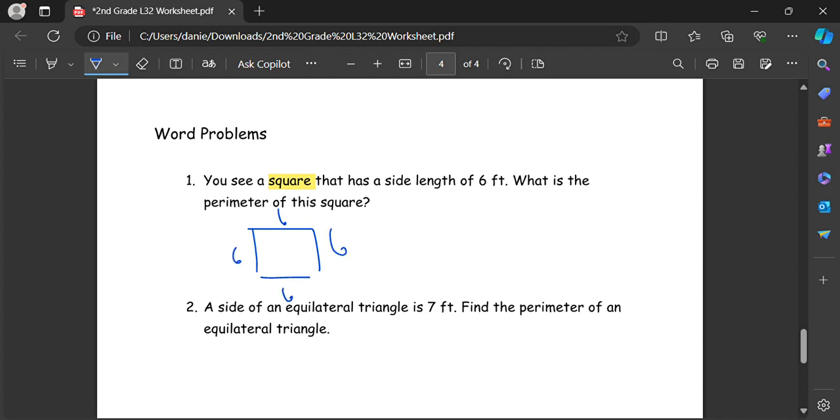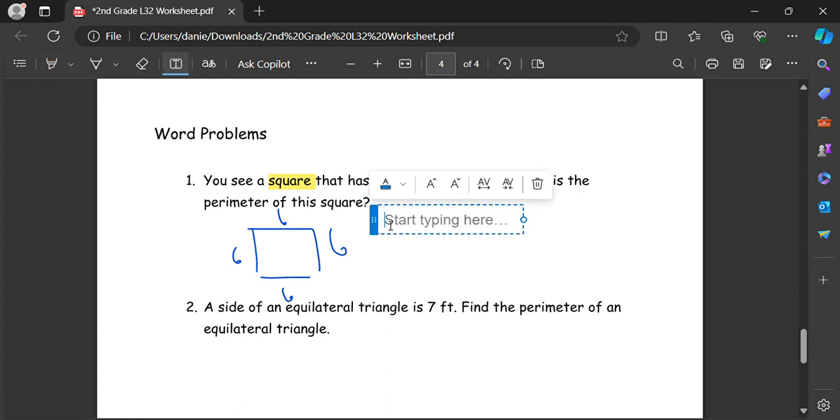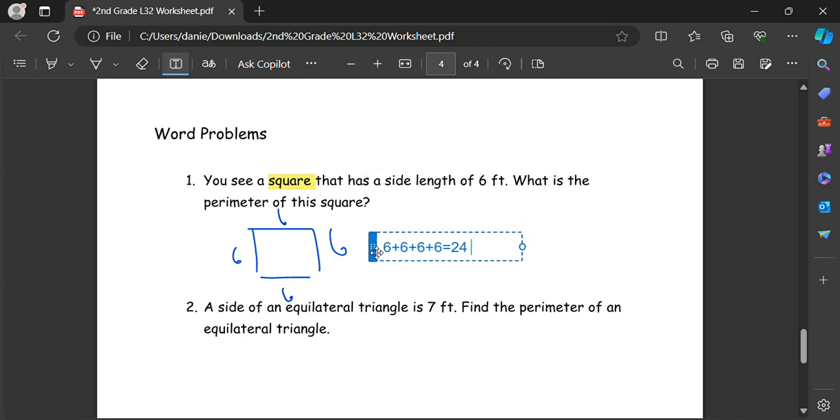So if we just add 6 plus 6 plus 6 plus 6, we get 24 feet.